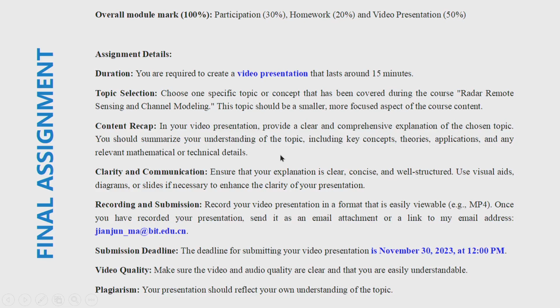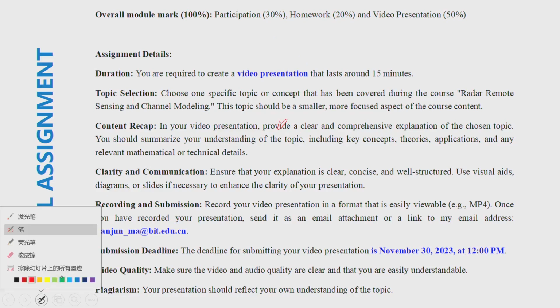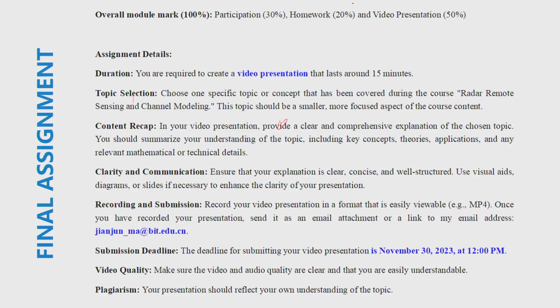Here our overall module mark is related to, where is it? Here. So I wrote something wrong. Sorry, do not take a picture, I just want to change it. This one is 30, as we demonstrated in the first class. So this is 40%. Okay, 40%.